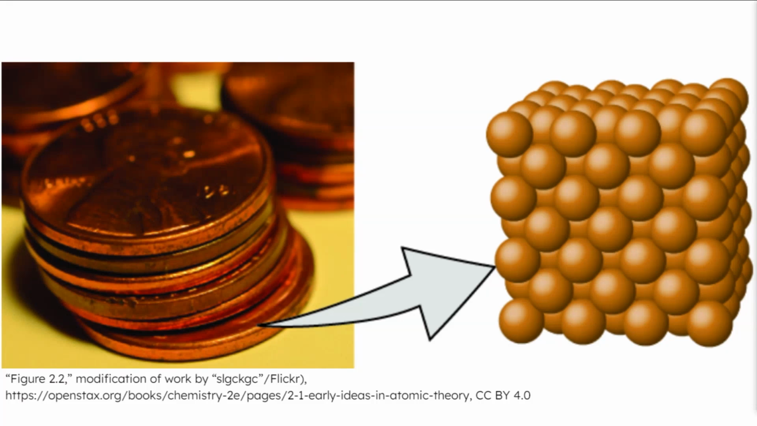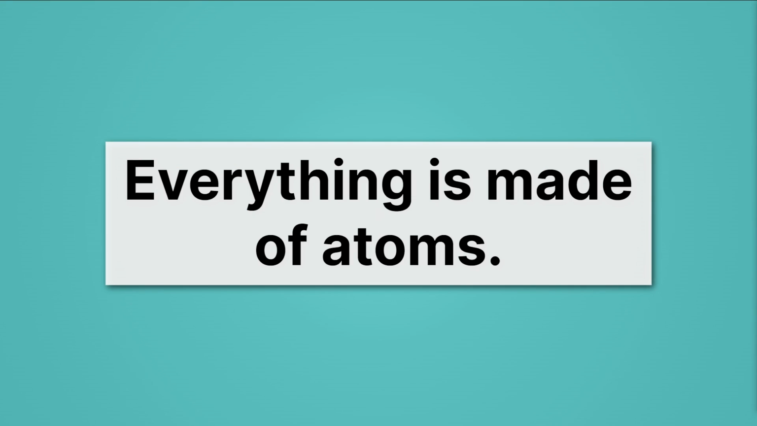The first thing you should know is that everything around us is made of atoms. So this stack of pennies that you see on the left, or any old object you see in your room, if you zoom in, you'll see that it's made of little small parts we call atoms, here represented by these gray spheres stacked together on the right. So everything is made of atoms.